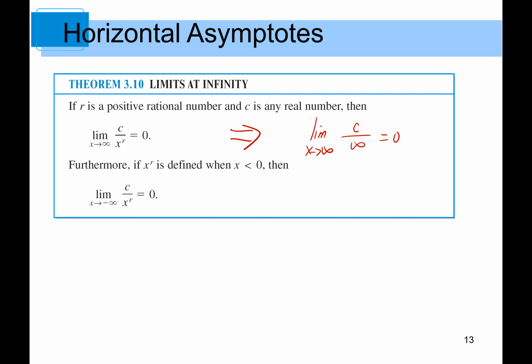Further on, the limit when x approaches negative infinity of c over x to the rth power also equals 0, because we get c over negative infinity to the rth power. We're still at infinity, so c over some kind of infinity also equals 0. Okay, this is very straightforward if you just directly substitute x with positive or negative infinity.